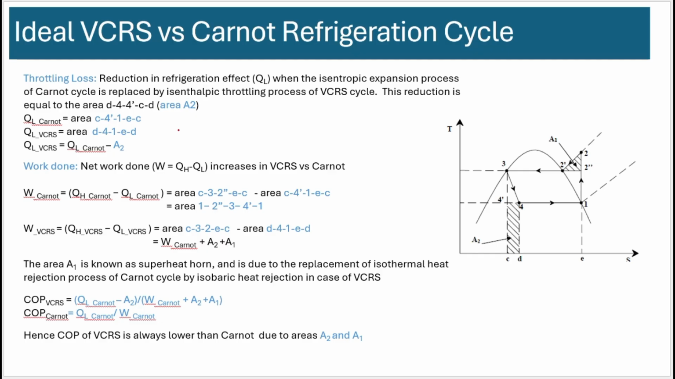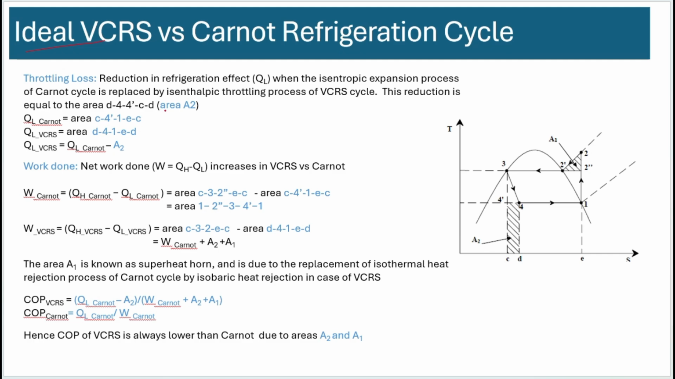All right. Now let's try to figure out the two effects that we modified, or the two changes that we made onto the Carnot cycle to develop the ideal VCRS cycle. How do they affect the efficiency? So the first one is the isenthalpic expansion or throttling.